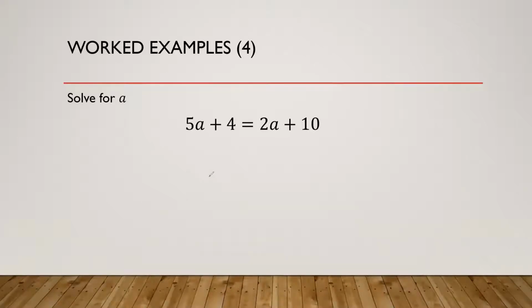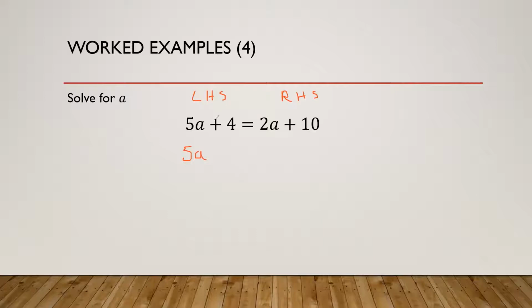Again, we want to take all the terms in a to one side, and everything else goes to the other side, because we want to isolate a. So we start by moving all the terms in a to one side. How about we move it to the left-hand side? So this is the left-hand side, and this is the right-hand side. We've already got 5a on the left-hand side. Let's take 2a to the left-hand side as well.